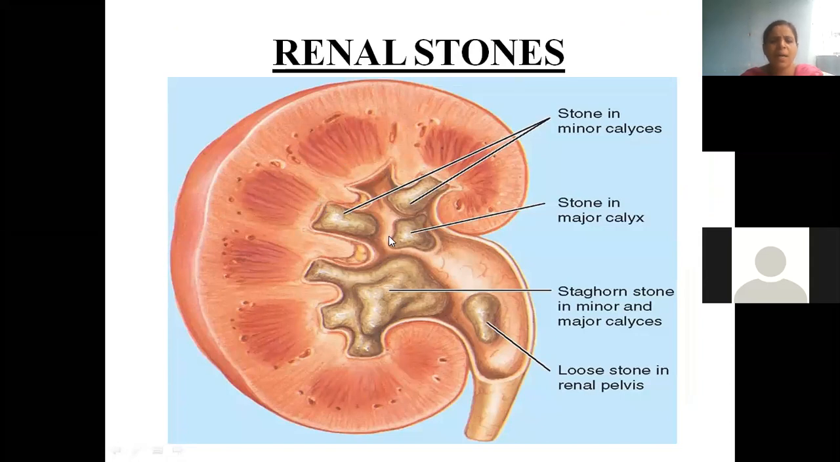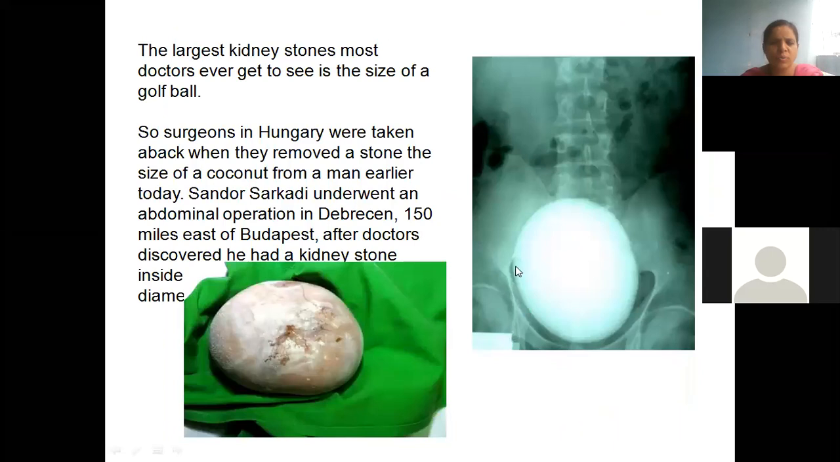So in the minor and major calyces, if you are finding big stones, they are called renal stones. Sometimes we may find a very big stone in the urinary bladder also. Okay, this was first identified, this is the history, like Debrecen and all.